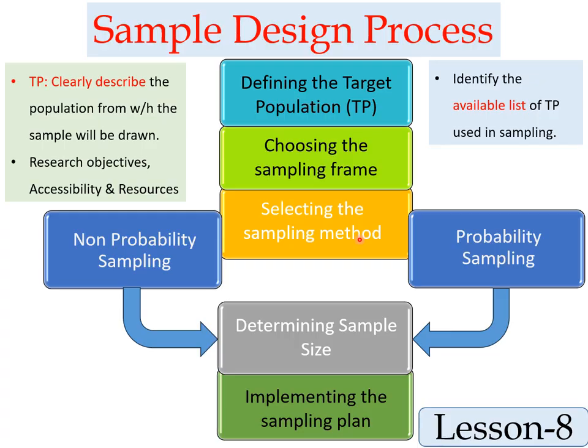So after choosing the sampling method, the next step is determining the sample size. Even when we determine the sample size, we have to consider factors like the variability of the population, the required precision or the margin of error, and so on. And the last step is implementing the sampling plan. Anyway, if you want to know more about the sample design process, you can go to lesson 8 and I will put the link in the description box below.